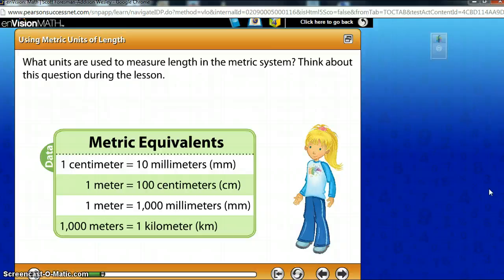I want you to make an observation about the numbers, the actual numbers. 1 equals 10, 1 equals 100, and so on. What do you think is going to make those easy to convert? Giving us these equivalents, so just think about that as we go through, how knowing the information on this chart will make converting so much easier.